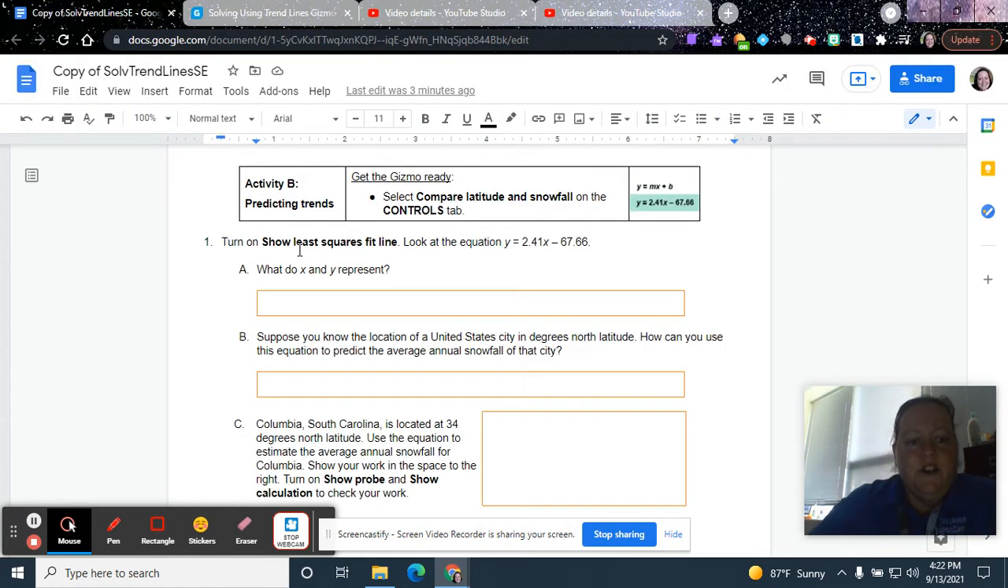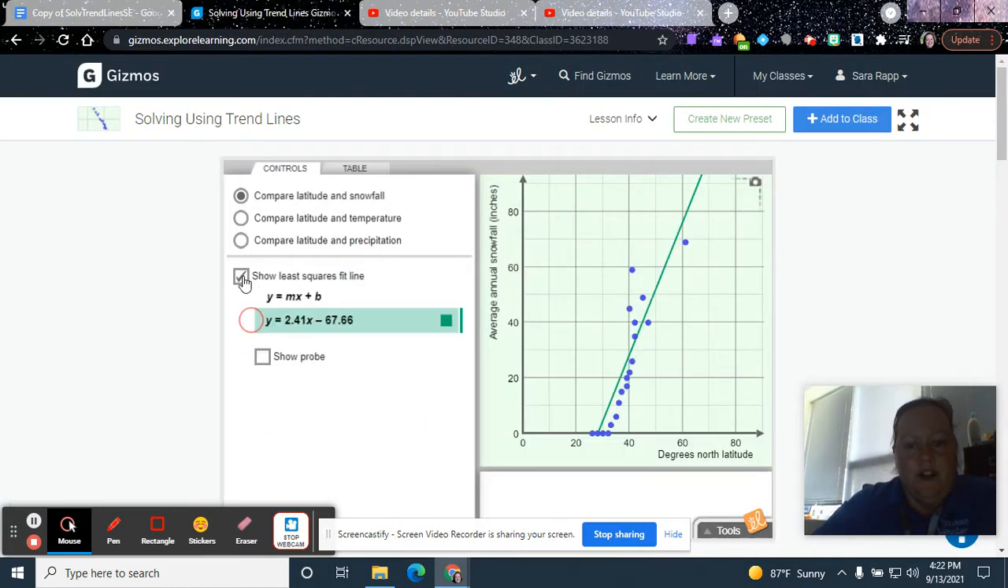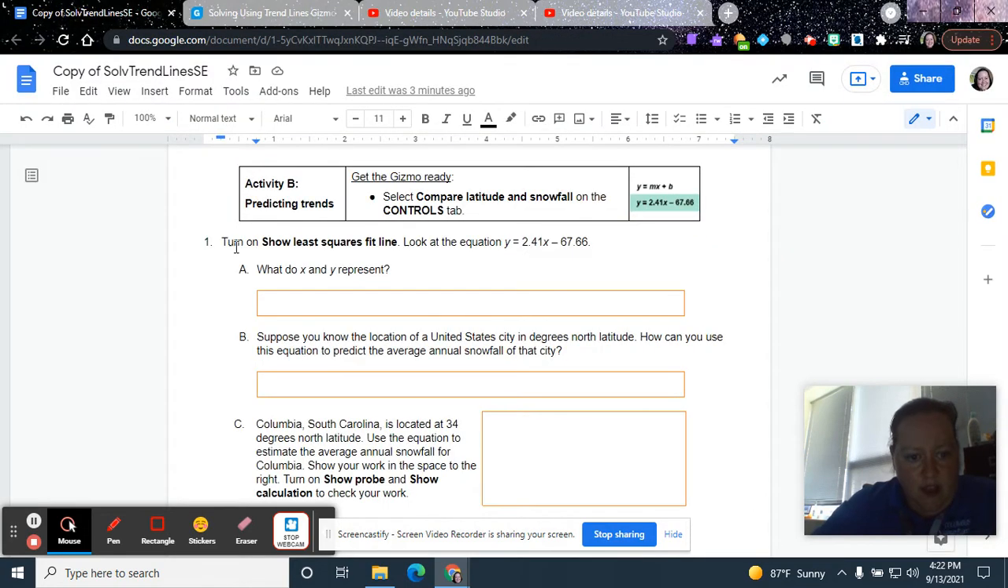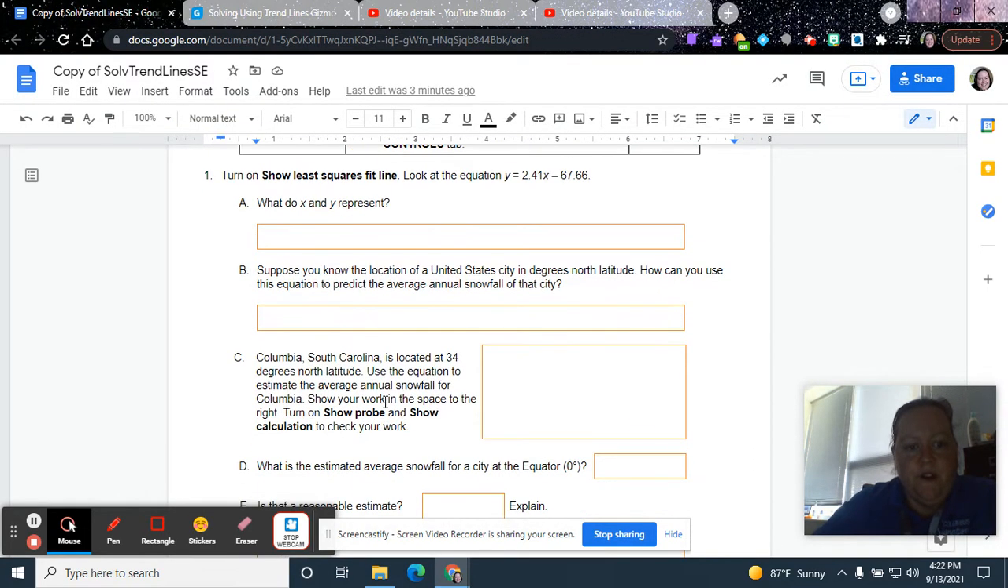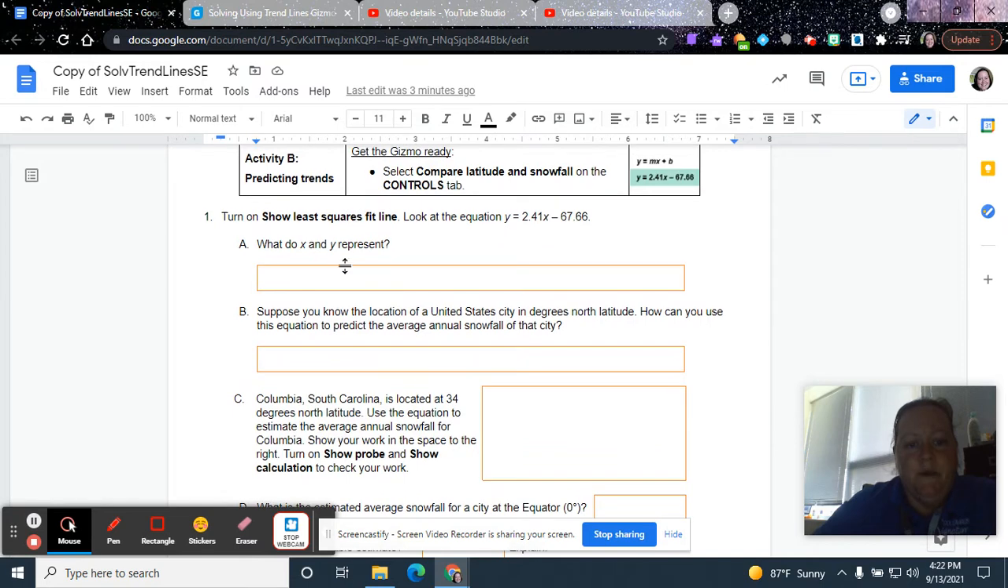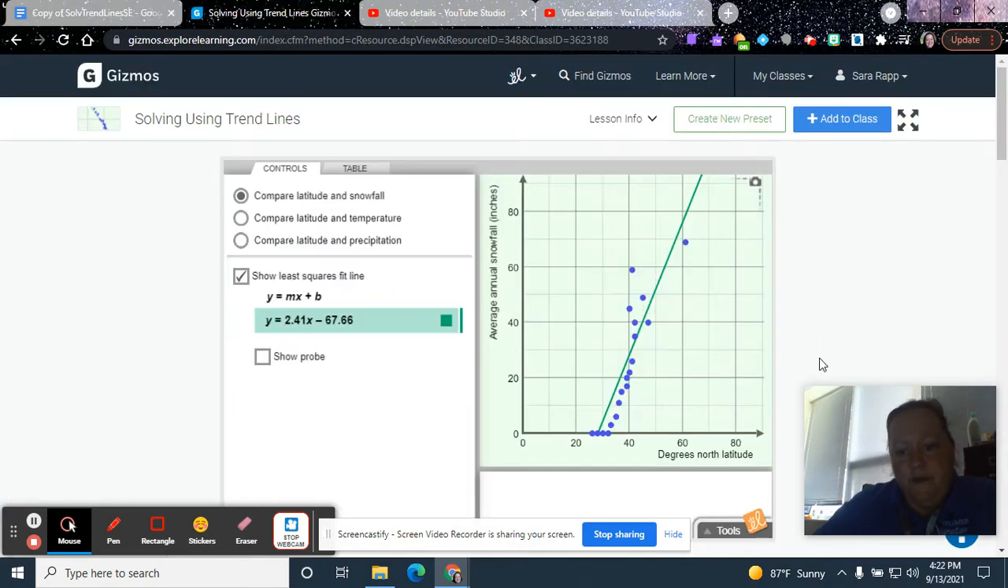Now it says turn on show least squares fit line, and it gives you the equation. So we're going to turn it on so we can see the trend line here. And it says, what do the X and Y represent? So again, to find out what X and Y represent, you're looking at the way the graph is labeled. So your X is your horizontal, your Y is your vertical.